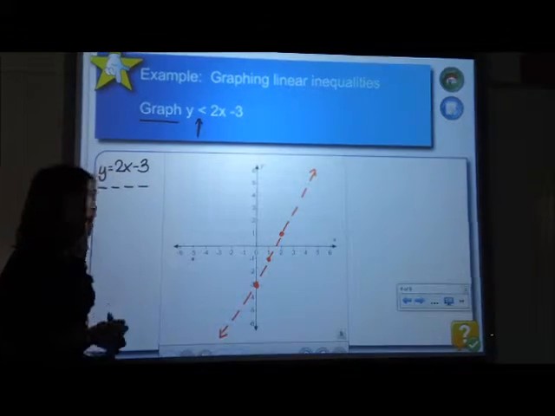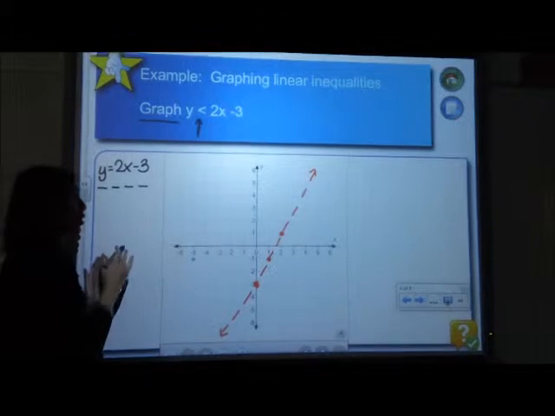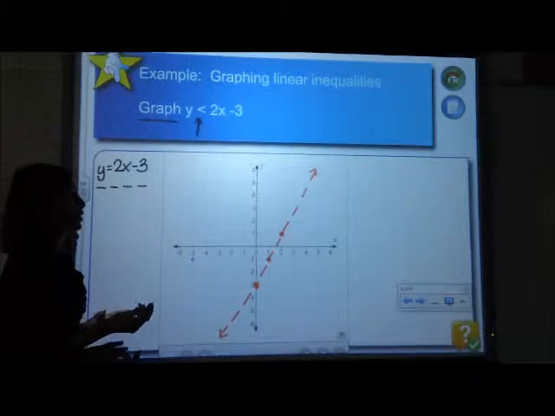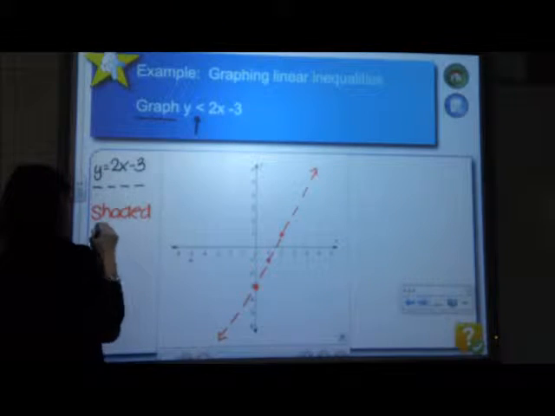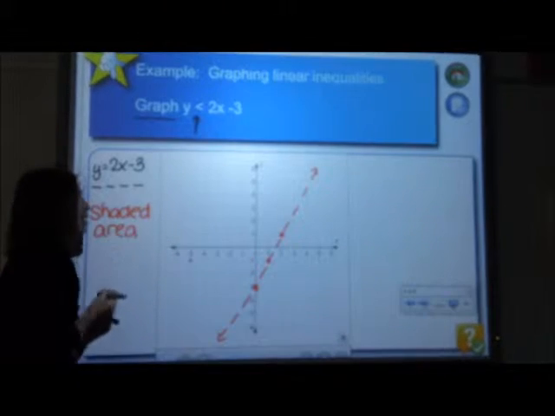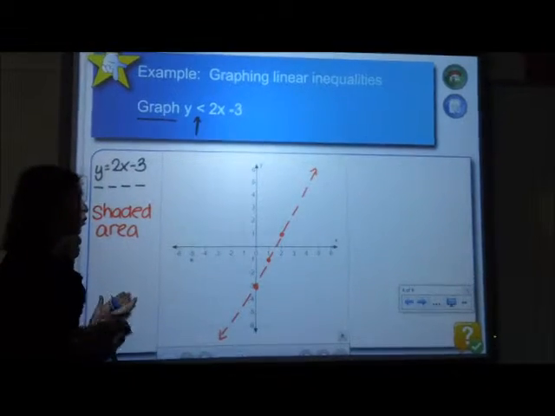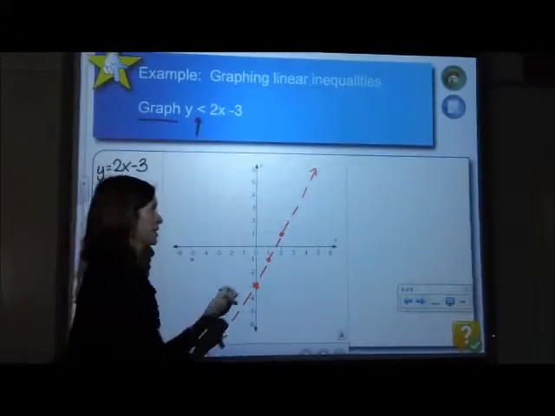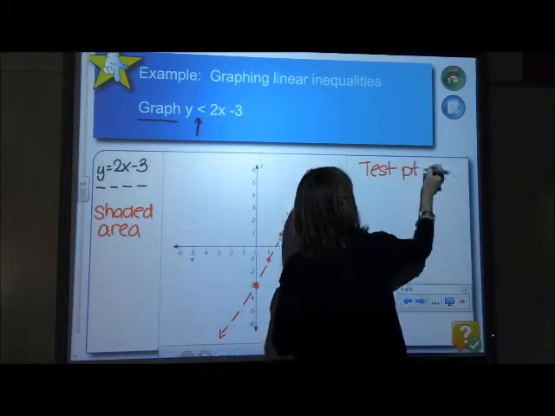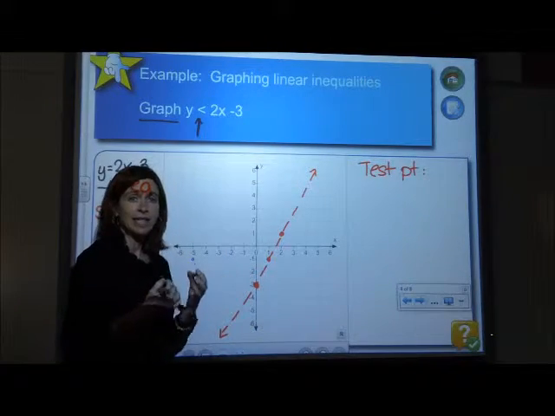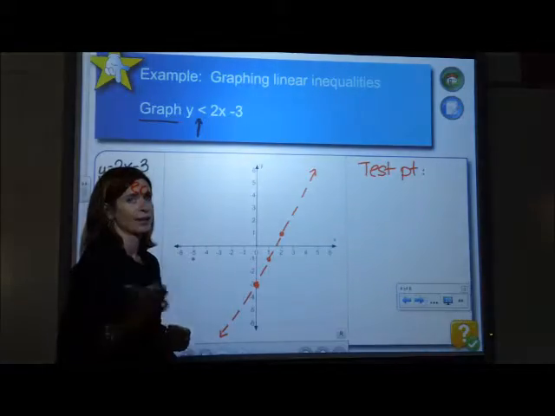Okay, but when we're graphing an inequality, and I told you that there are multiple solutions, what we also do when we graph linear inequalities is we have shaded areas. We're going to be shading an area that would give me all of the solutions to this equation. In order to find the shaded area, you pick a test point. You pick a test point that is not on this line. The easiest test point to use is going to be 0, 0, as long as it's not on the line.